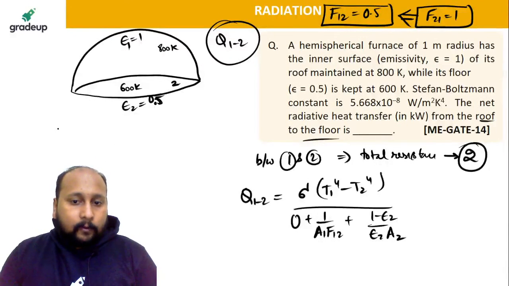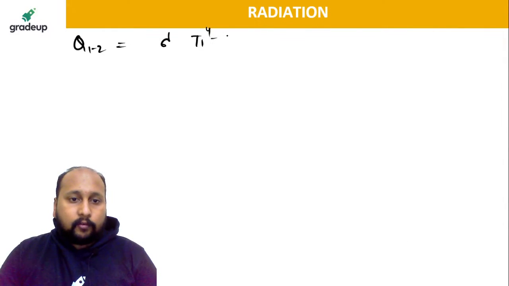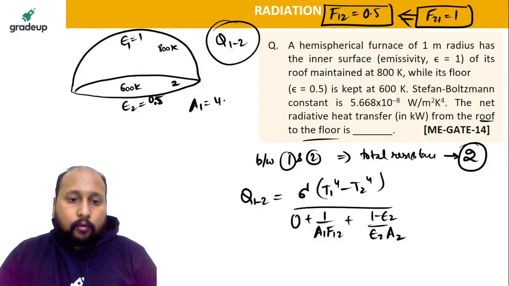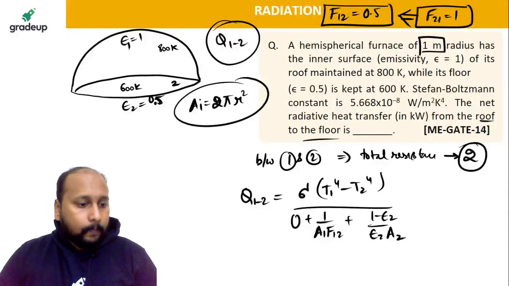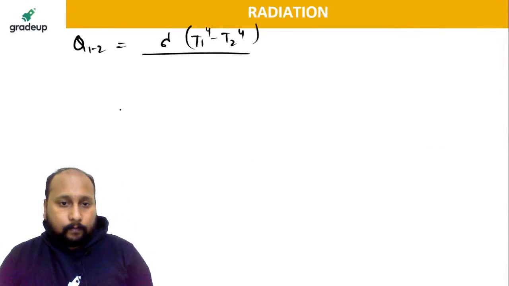So if I'm having space here, this is your Q1 to 2. This is sigma (T1 power 4 minus T2 power 4) divided by, what will be A1 area? A1 will be 2 pi r square. Now radius is 1 meter. What will be A2? A2 will be pi r square. Okay, place this value and get the answer.